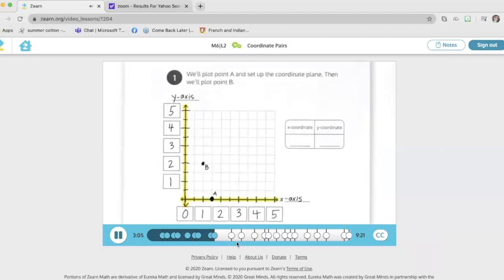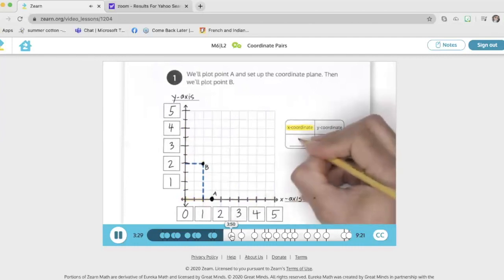We can use both number lines to describe the location of point B. I'll show dotted perpendicular lines from point B to both the x and y axes. Let's use the distance from the x and y axes to describe point B. This point intersects the x-axis at a distance of 1 from the origin, so we can say that this point has an x-coordinate of 1.